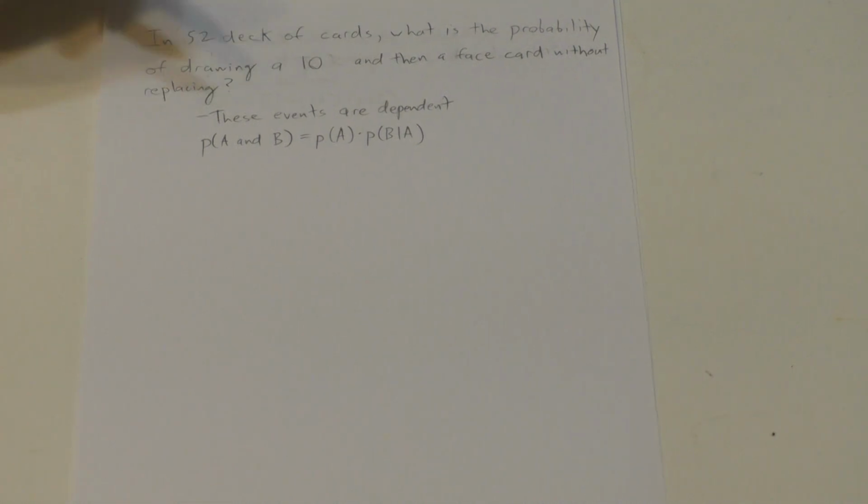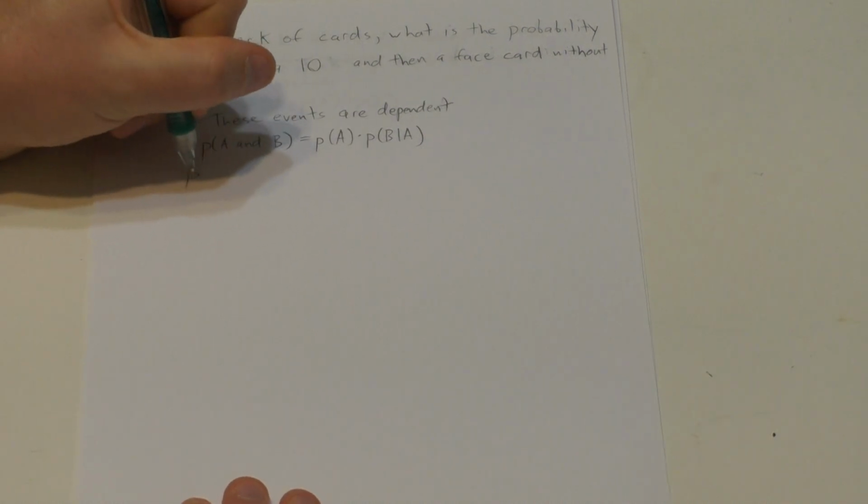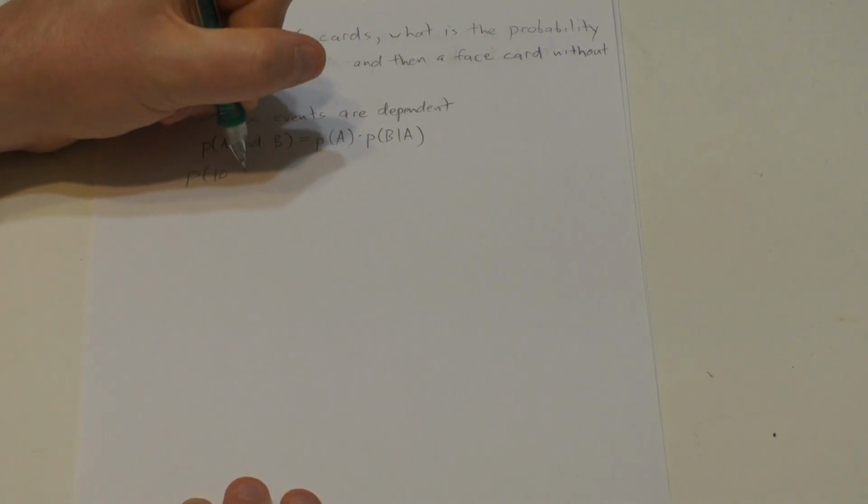These are dependent events, meaning when I draw the 10, there will be fewer cards in the deck. So drawing a 10 has affected the probability of drawing a face card. Okay, so probability of 10.